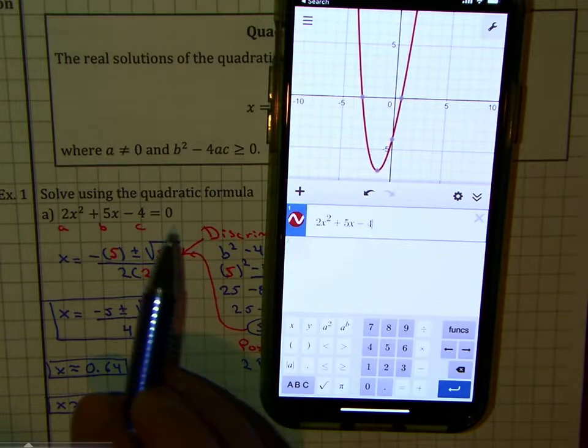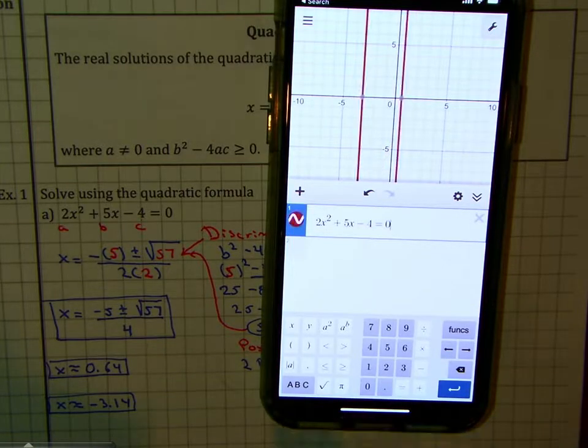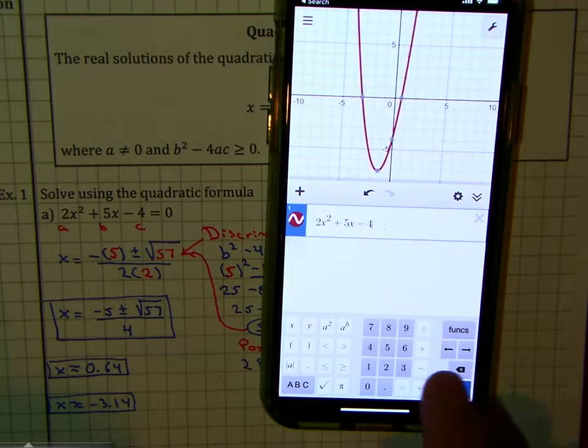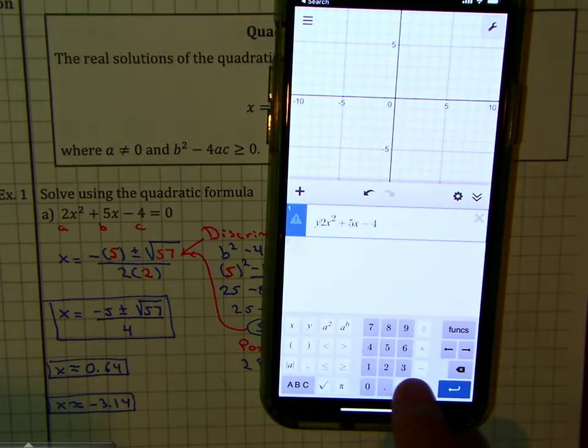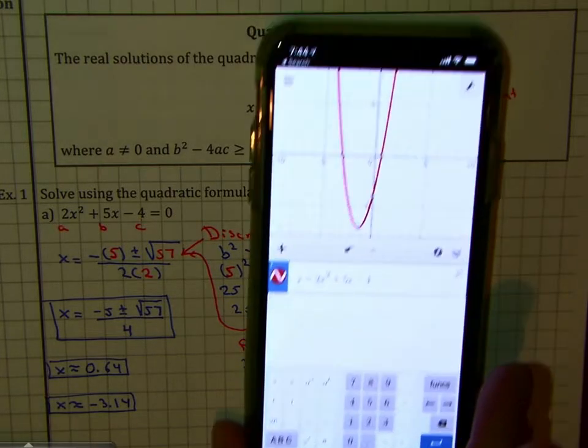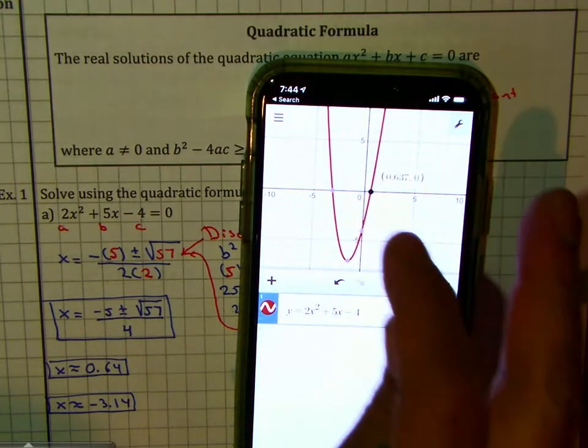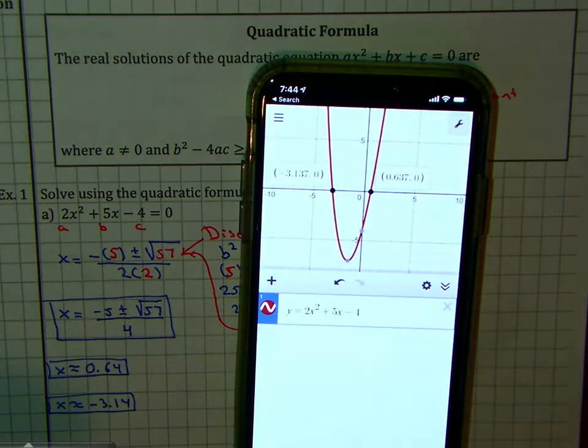And notice I don't want to place equal to 0, because it's going to give me a different line. I can place y equals instead, either or just leave it without. And now you should be able to see that my solutions should match. Correct?